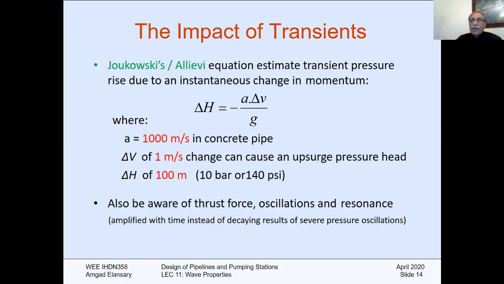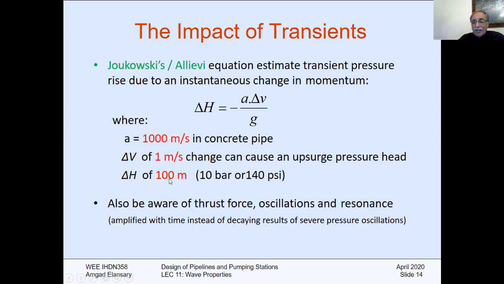A is the wave speed, delta V is the change in velocity, and G is the gravitational acceleration. If A is 1000 meters per second, for example in a concrete pipe, and delta V is a change of 1 meter per second, from 1 meter per second to stop, 0, it means it's minus 1. If you multiply minus 1 by 1000 by minus, it will be around 1000 divided by G, which is approximately 10. It will have a delta H of 100 meters.